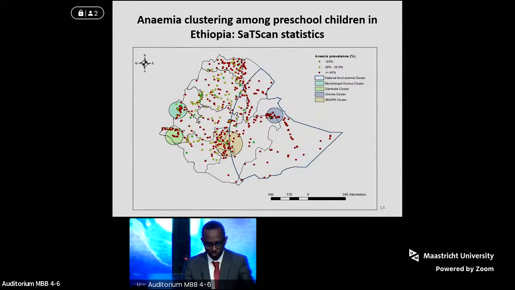We have also confirmed this finding using another methodology, SaTScan statistics, among the same age groups, and we found high clustering of anemia in the bigger circle in the eastern part of Ethiopia. And there are also within-region clusters in some regions of Ethiopia, like Oromia, Southern Nations, Nationalities and Peoples, Benishangul-Gumuz, and Gambela. So both of these methodologies confirmed that anemia clusters in some areas of Ethiopia, though it is still prevalent in other parts of Ethiopia.